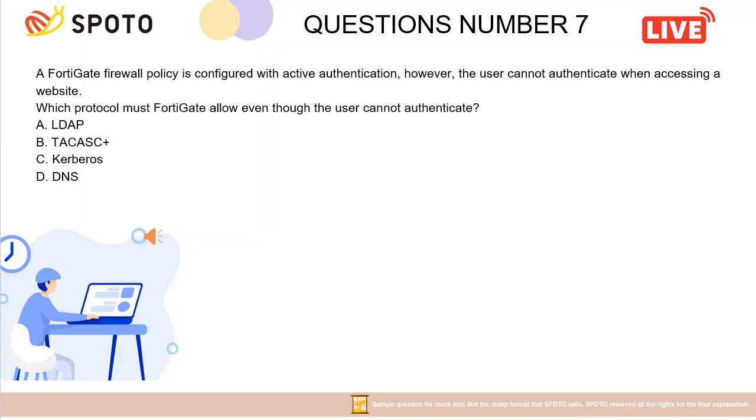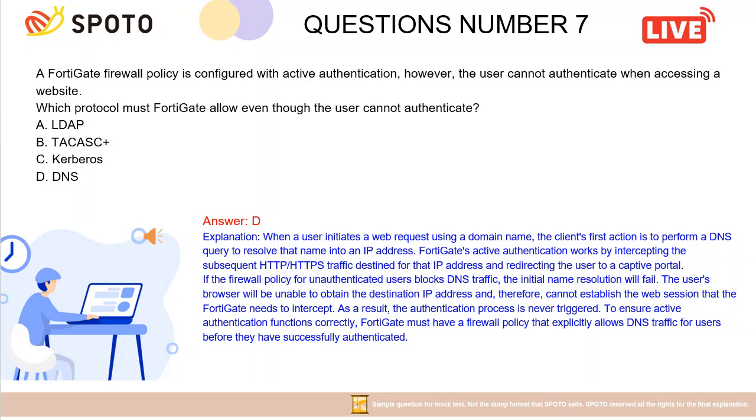Answer D. When a user initiates a web request using a domain name, the client's first action is to perform a DNS query to resolve that name into an IP address. FortiGate's active authentication works by intercepting the subsequent HTTP/HTTPS traffic destined for that IP address and redirecting the user to a captive portal. If the firewall policy for unauthenticated users blocks DNS traffic, the initial name resolution will fail. The user's browser will be unable to obtain the destination IP address and, therefore, cannot establish the web session that the FortiGate needs to intercept.